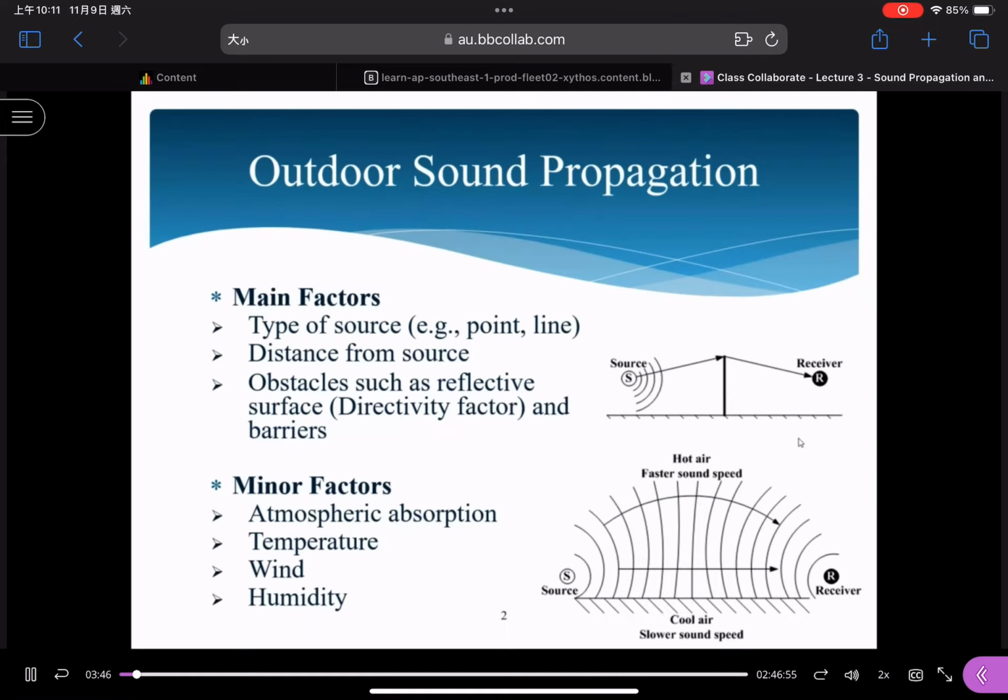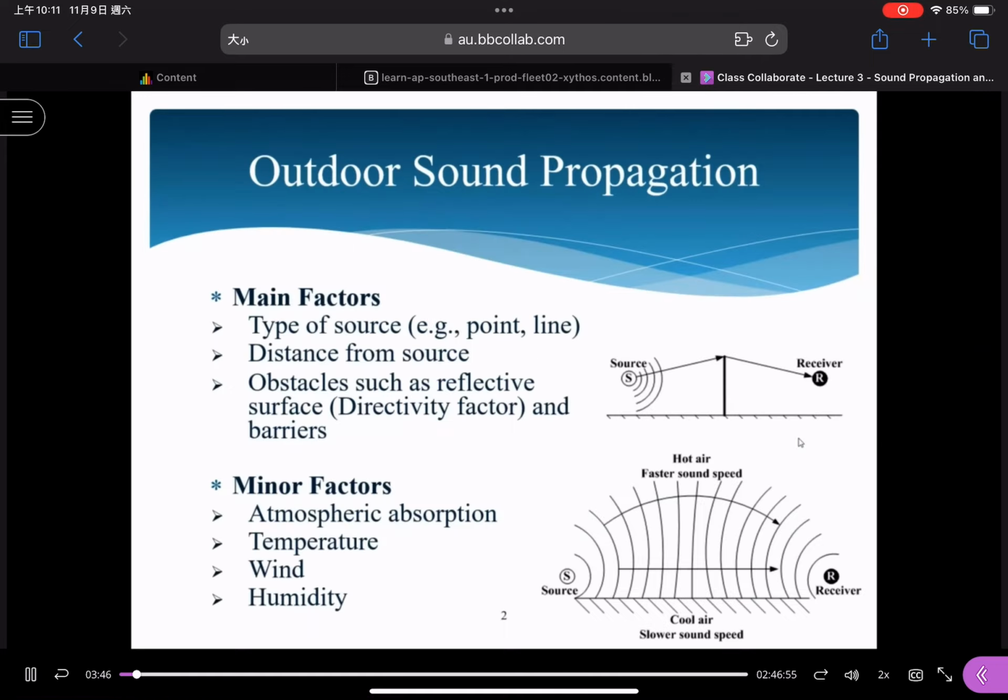Actually, the propagation of sound can be divided into outdoor and indoor propagation. For example, road traffic noise or railway traffic noise, we can regard as outdoor propagation effects. Within this room, when I'm talking with you now, we may consider this as indoor propagation. When we consider an indoor environment, we need to consider two components.